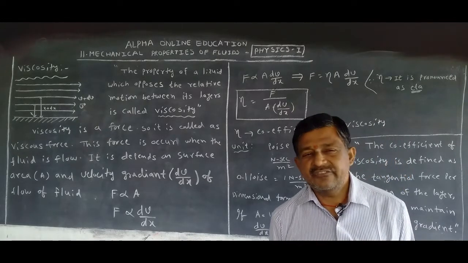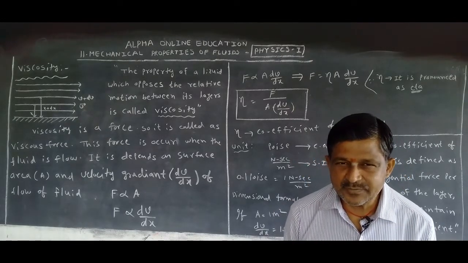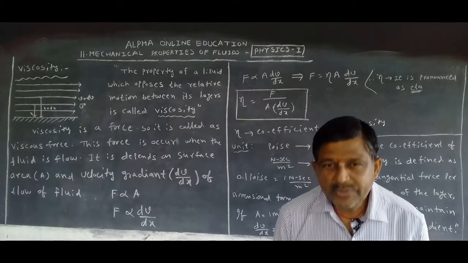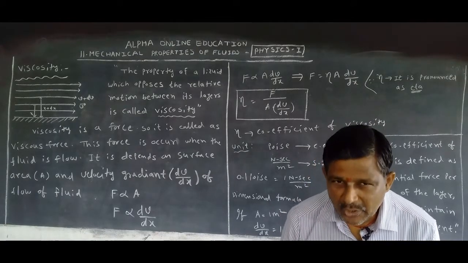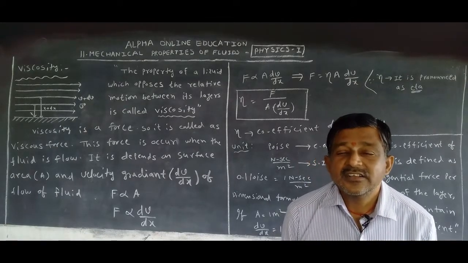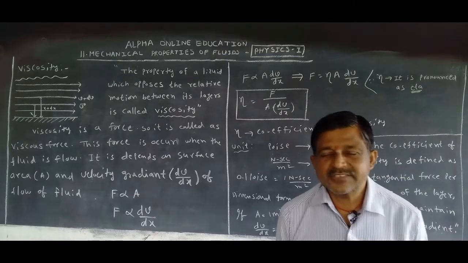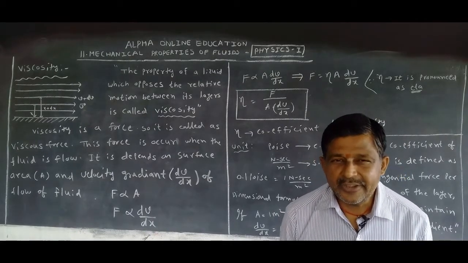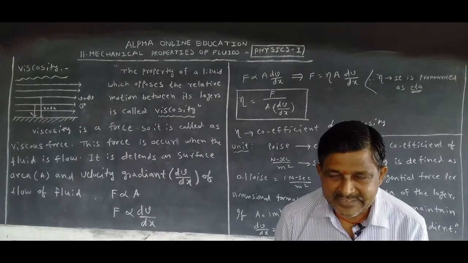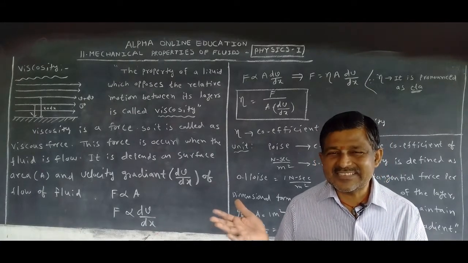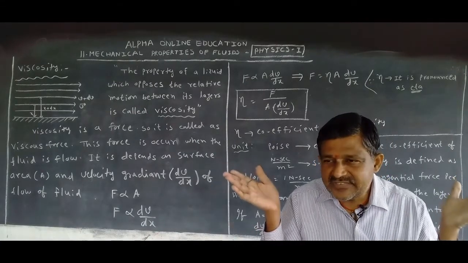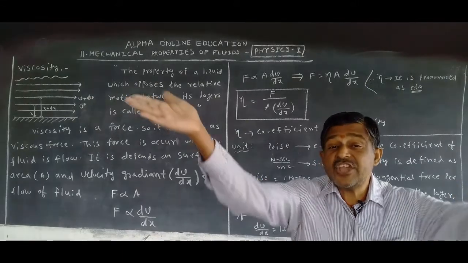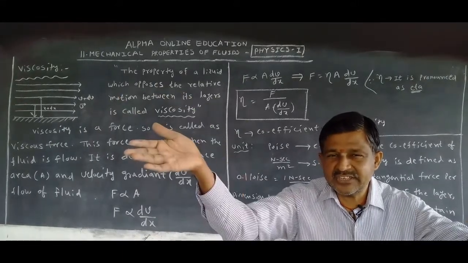Next, when viscous force increases, especially on the ground, the size of the stones reduces gradually. That's why canals are constructed. Canals are constructed in which shape? V shape. Why are canals constructed in a V shape?